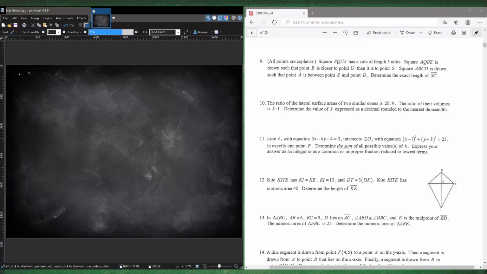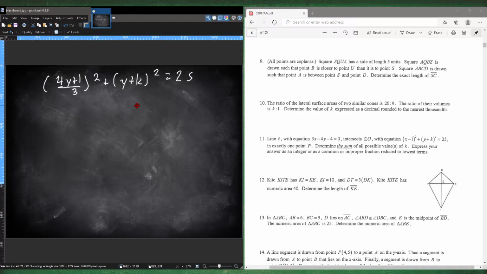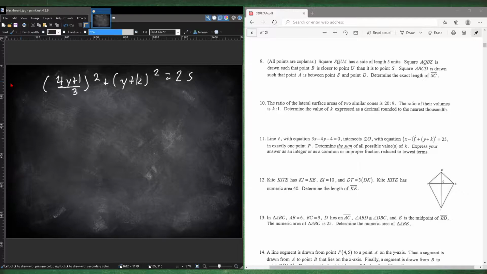So we could just rewrite this as 3x is equal to 4y plus 4 for a linear. I move 4y and 4 to the other side, and then we divide by 3. So x is equal to (4y plus 4) divided by 3. Now we're going to substitute it into our quadratic. So (4y plus 4) over 3 minus the 1, so minus 3 over 3, that's just (4y plus 1) over 3, squared, plus (y plus k) squared equals 25. I'm going to move this up because we have to do a bunch of math.